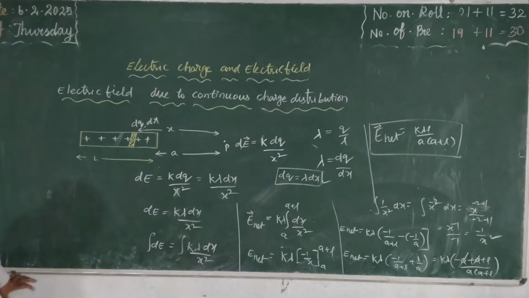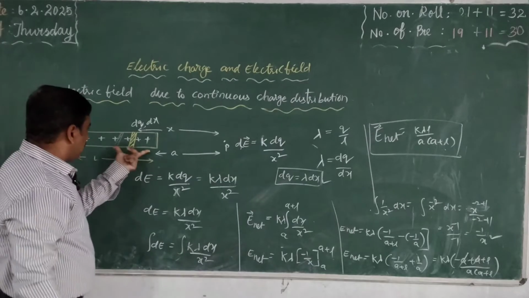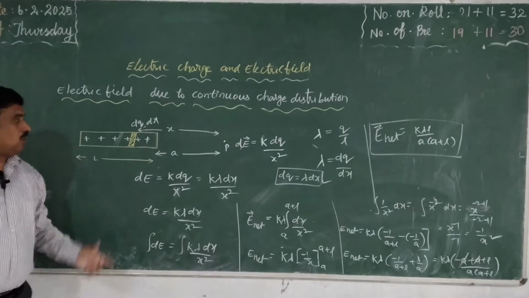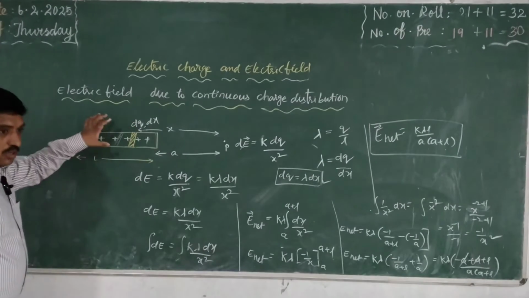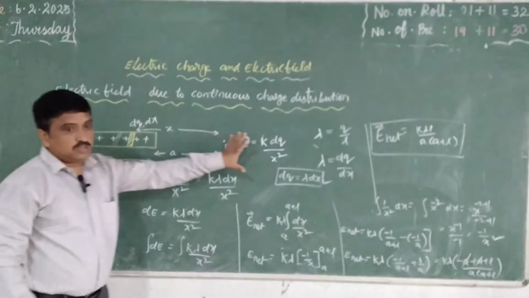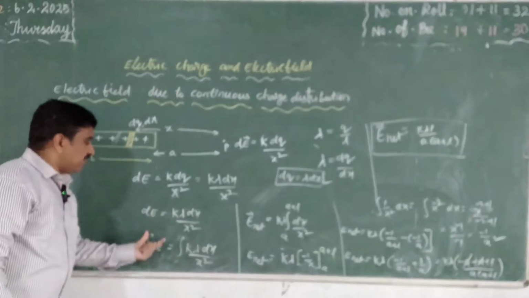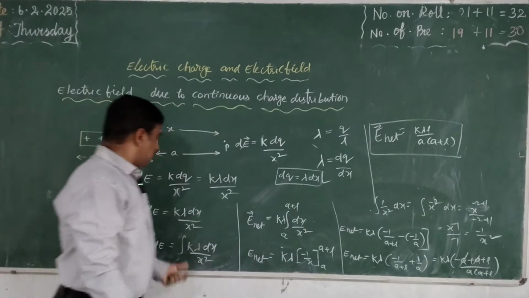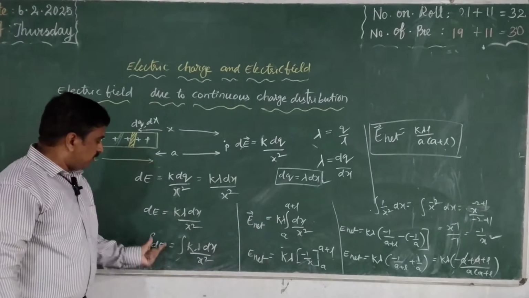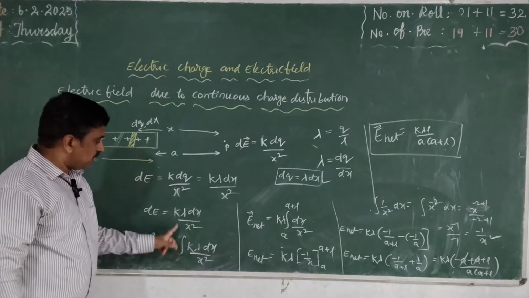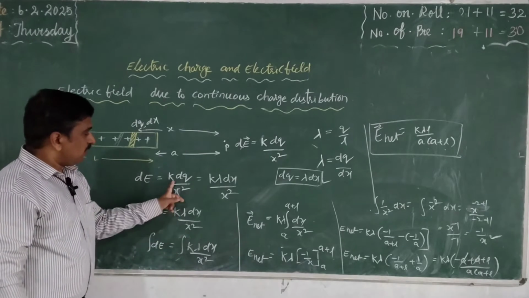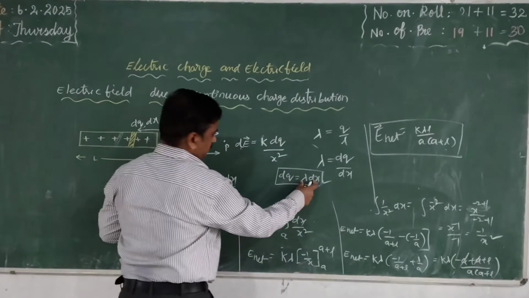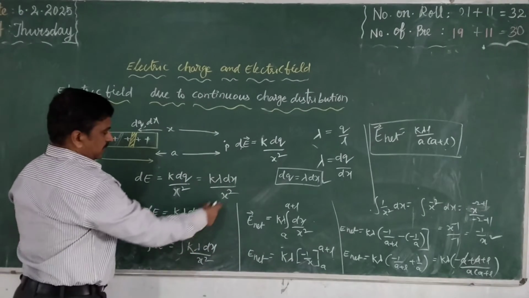So understood this one. See again once, for this length of object Coulomb's law is not valid, so we cut it into small parts, and for each part we find the electric field dE. So those electric fields are all added by taking integration. So E net means integral dE equal to integral k dq by x square, where dq means lambda dx. So lambda dx by x square.